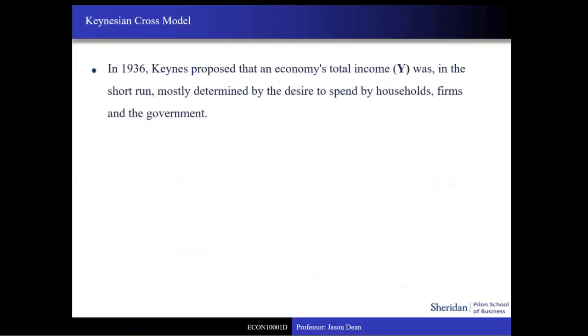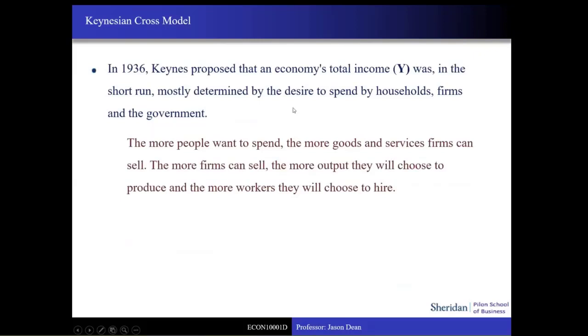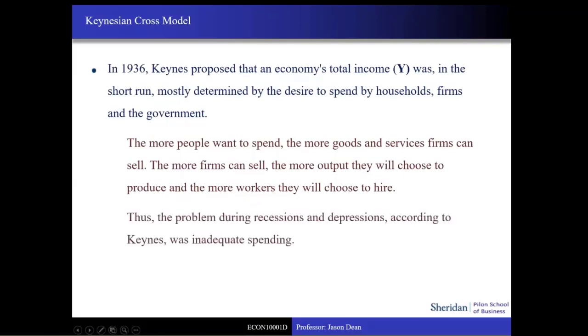So in 1936, Keynes proposed that an economy's total income was, in the short run, mostly determined by the desire to spend by households, firms, and the government. So the more people want to spend, the more goods and services firms can sell. The more firms can sell, the more output they will choose to produce, and the more workers they will choose to hire. So the problem during recessions or depressions, according to Keynes, was inadequate spending.